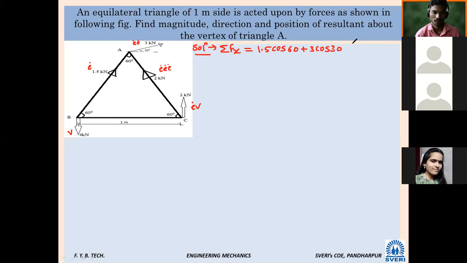See, if at this stage you commit a mistake, the further calculation will go in vain. In vain means nishfal, no use. X component of 2 kilonewton force, positive or negative? Negative, sir. Very carefully you have to apply the mind. You have to check this carefully. Minus 2 into cos 60. Next.